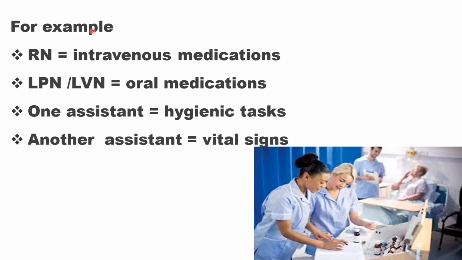For example, the registered nurse, who is a licensed person, will be responsible for administration of intravenous medication of all the patients in the unit. Licensed practical nurses or licensed vocational nurses are responsible for administration of oral medication of all the patients. Nursing assistants are responsible for performing hygienic tasks. Then other nursing assistants may be responsible to do vital signs of all the patients. Thus, different nursing tasks of a group of patients are assigned to different categories of nursing personnel according to the license or qualification or experience.